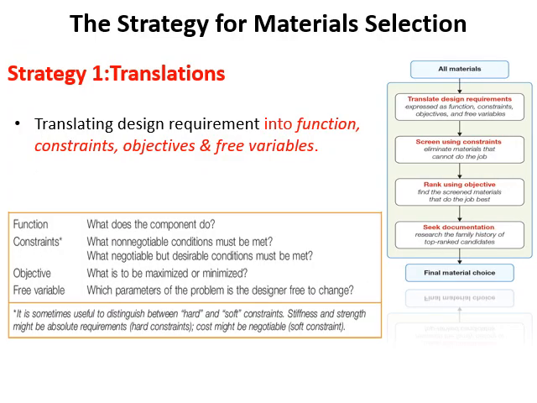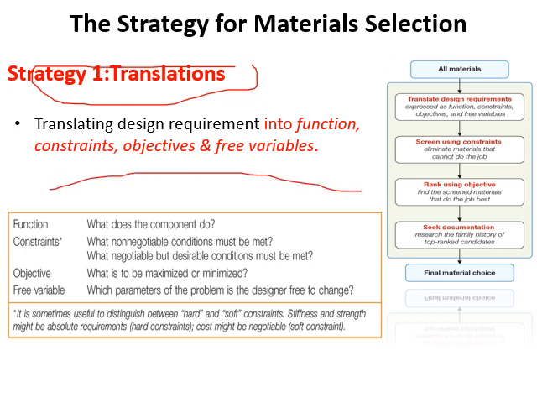The first step for material selection is the translation. The translation is very important to extract valuable information from the design requirement. This is the design requirement, such as function, constraints, objective, and the free variables.